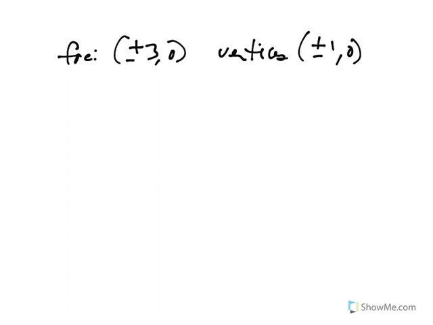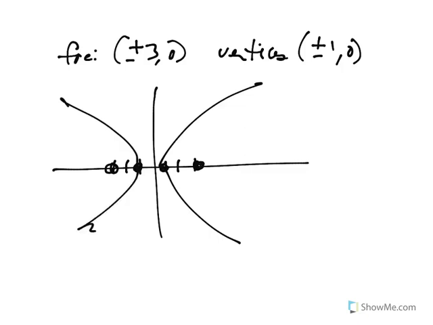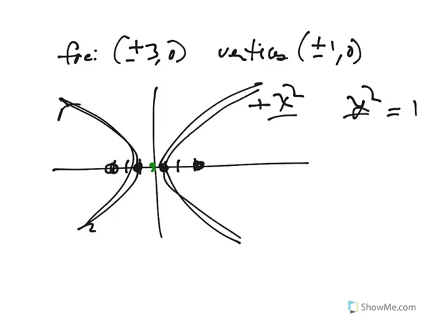Now sometimes my given information is not the entire graph, but some given information, like in this case I'm being told the foci are at 3, 0 and minus 3, 0, and the vertices are at 1, 0 and minus 1, 0. So this means my picture roughly looks something like that. First thing to notice is that in between the two foci, or the two vertices, is the center. So this one is centered at 0, 0, so that's good. So it's x squared, y squared. Secondly, because this is a left-right hyperbola, we're going to put a plus here and a minus there.